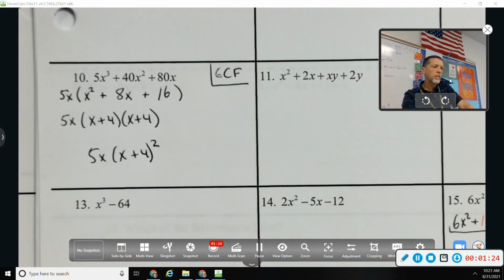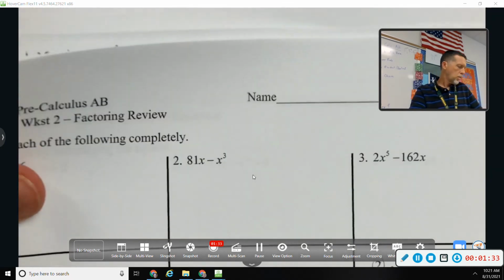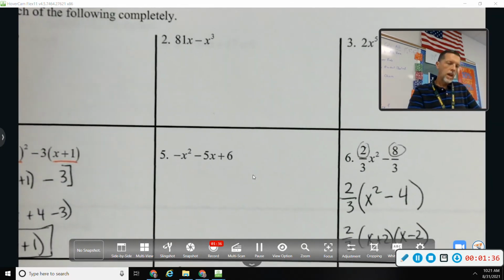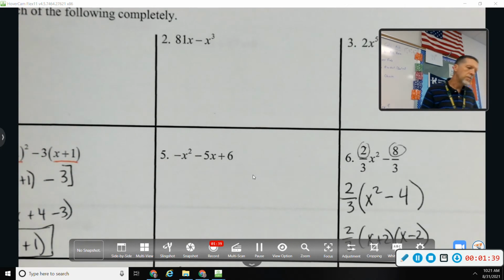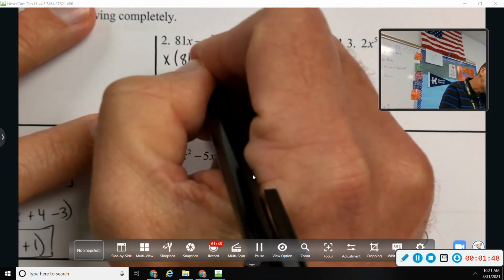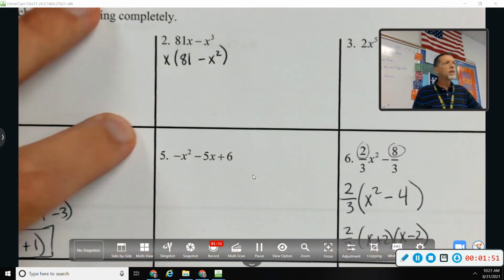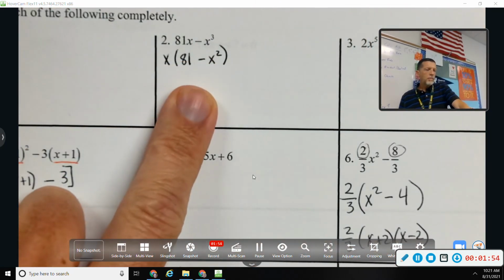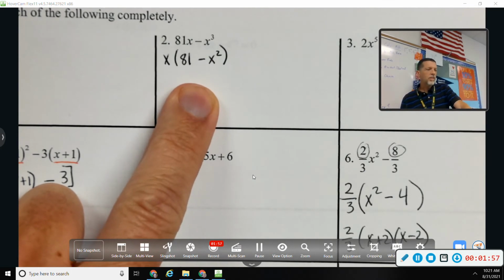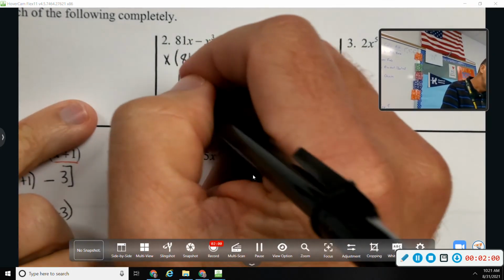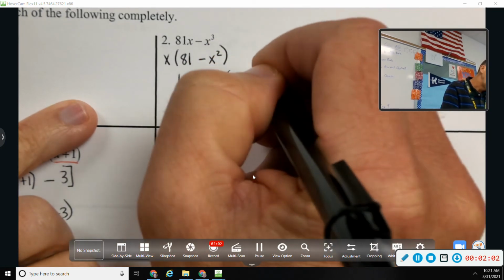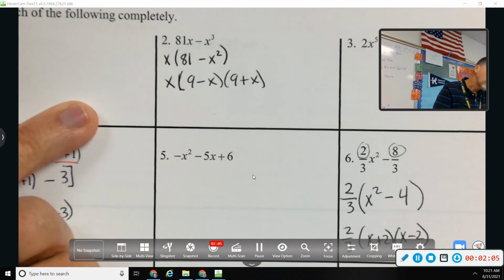Other questions from the worksheet? Yes, ma'am, Allie. Number 2. 81x minus x cubed. Oh, same thing to start with. Allie, what would we do first on this one? Take out an x. Good. So that would leave 81 minus x squared. And that looks maybe backwards from what we usually see, but it's still a difference of squares. So we can do 9 minus x, 9 plus x, and don't forget that x out front.